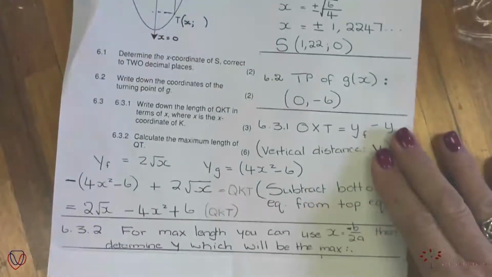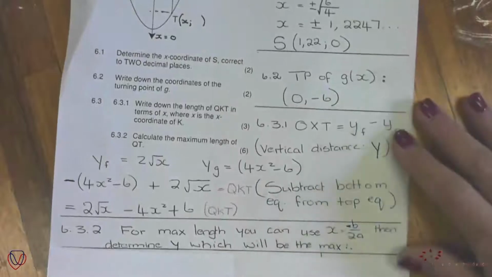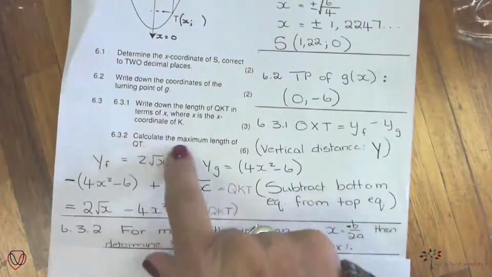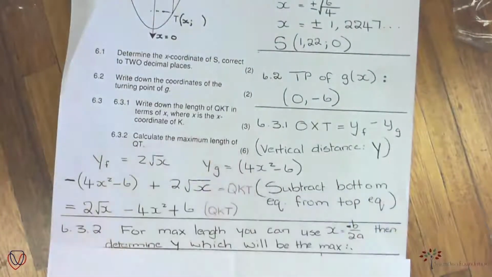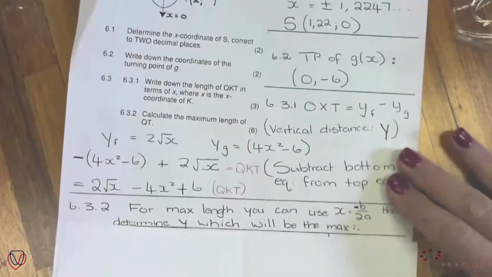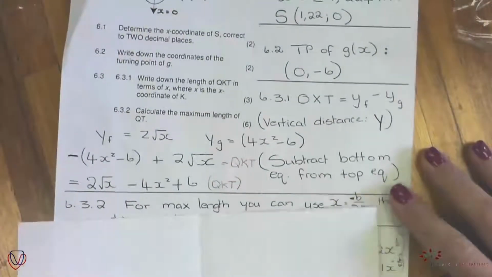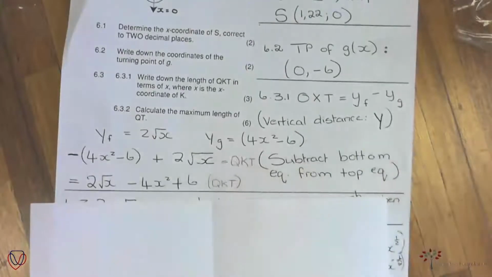Then the next one, 6.3.2. They said, calculate the maximum length of QT. Oh, now I've got QT in terms of x. Now for a maximum, I hope by now you'll scream it out. To find a maximum, when you do calculus, you take the first derivative equal to 0.